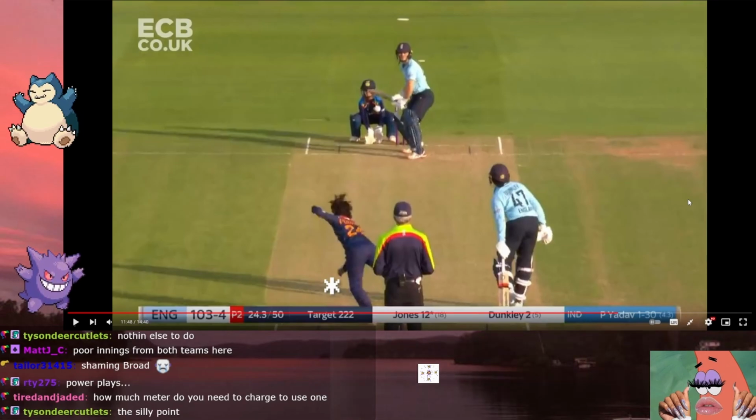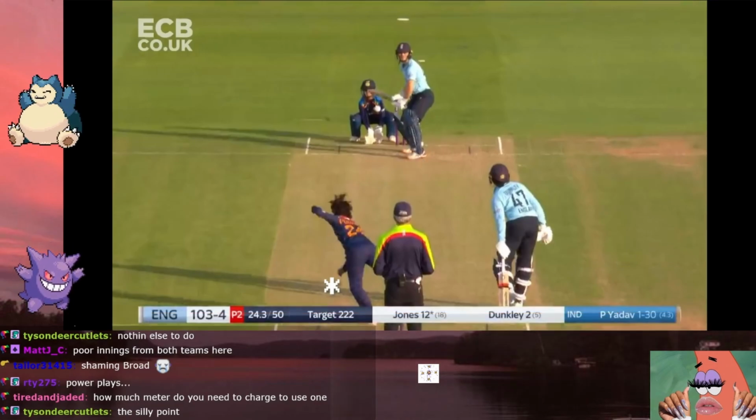The target is the target to win. So India scored 221. If England also scored 221, it would be a tie. If England scores 220 or less, England loses. If England scores 222 or more, they win. So that's how many runs England has to score to win. And from there, it's pretty much the same as the test match we just saw.